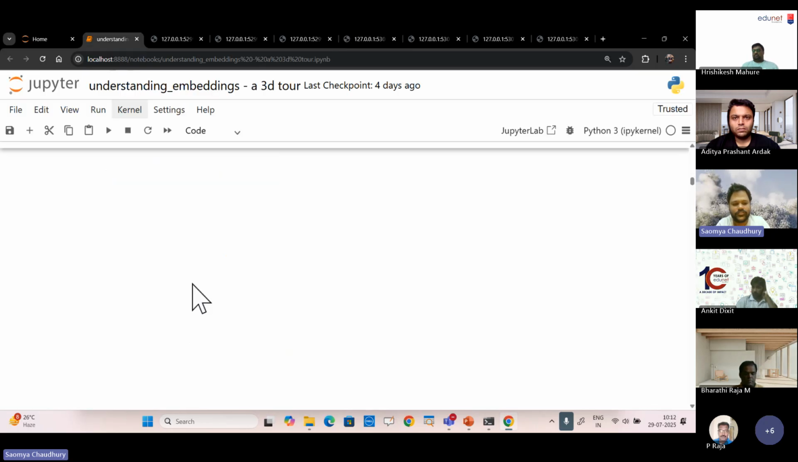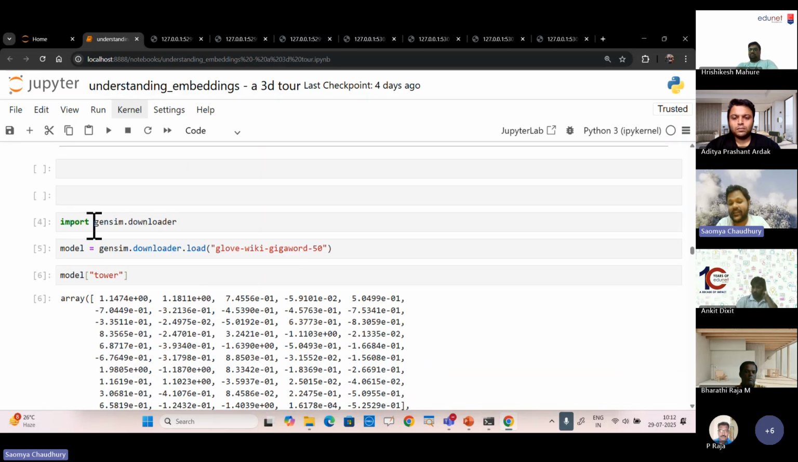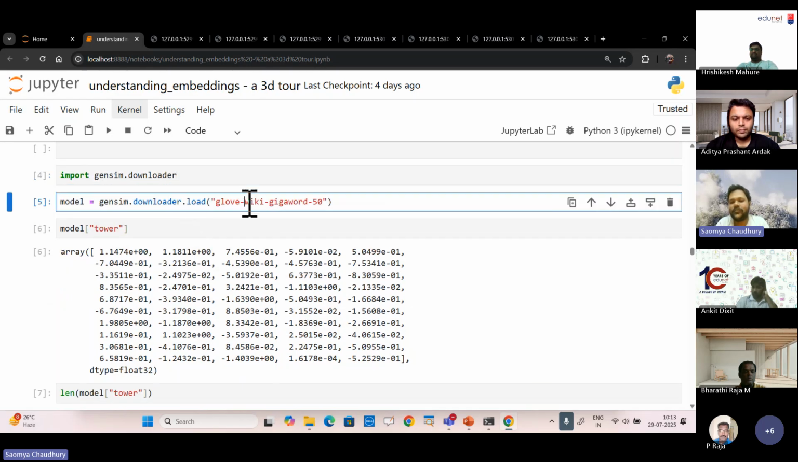So if I go to that quickly, I think more or less we all understood the context here. I use the same package which was used by Sir Jay as well. However, this is the projection in 3D. Here you have 50 dimensions.